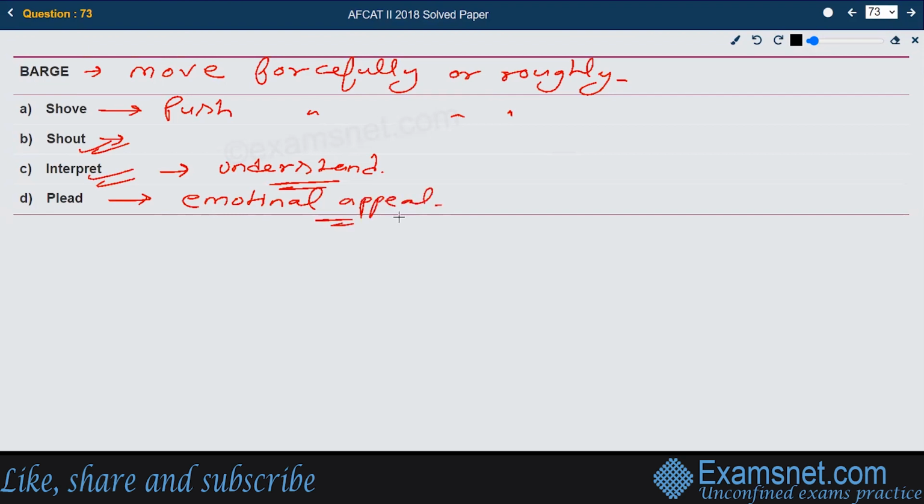So the right synonym, or the right similar meaning word, of barge is shove, that is pushing forcefully or roughly. So that is the right answer, option A.